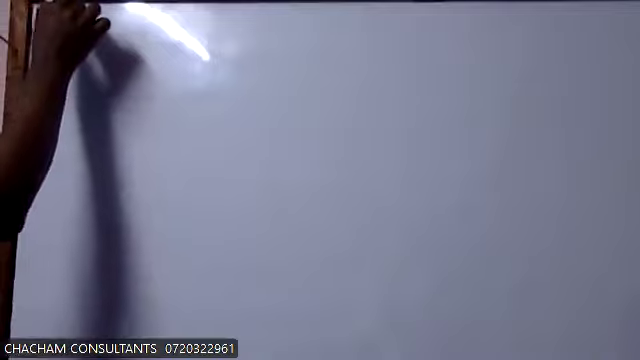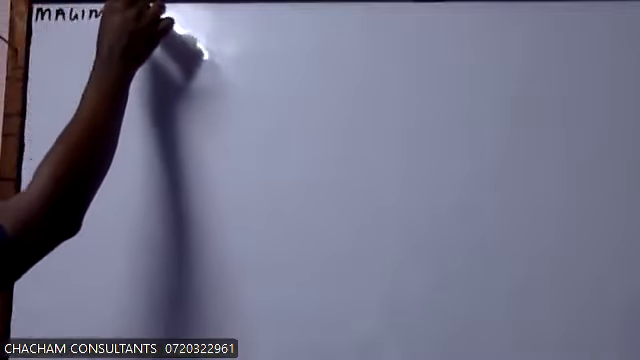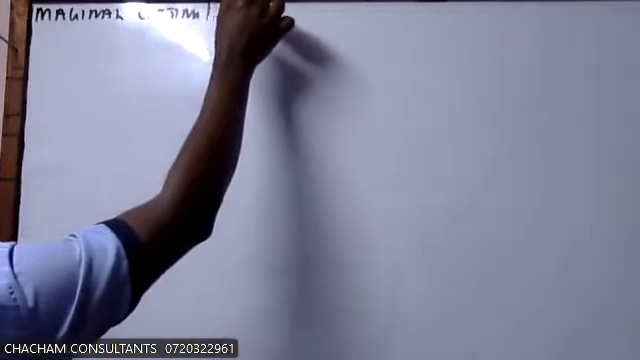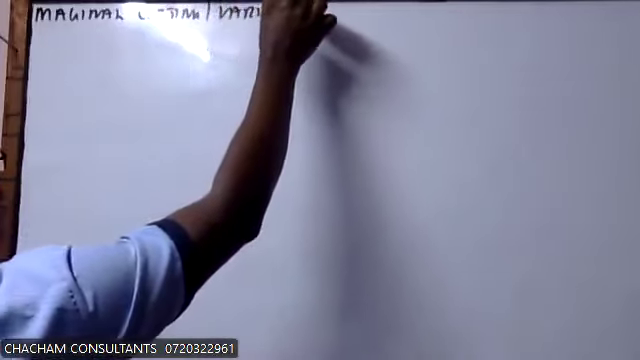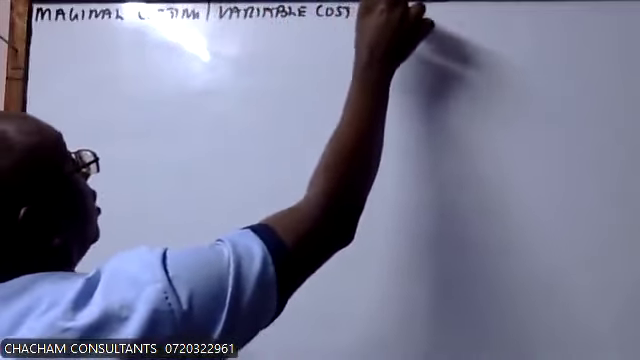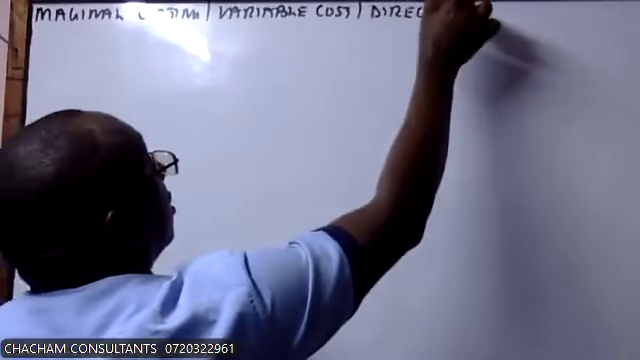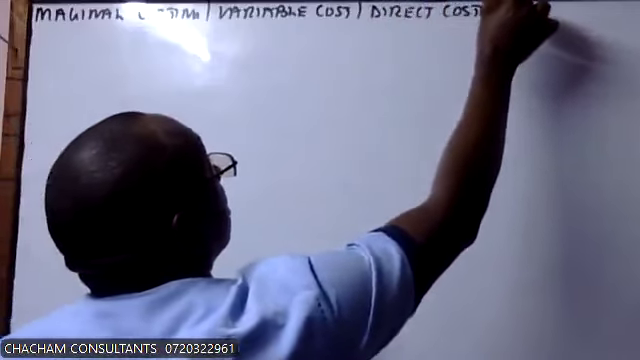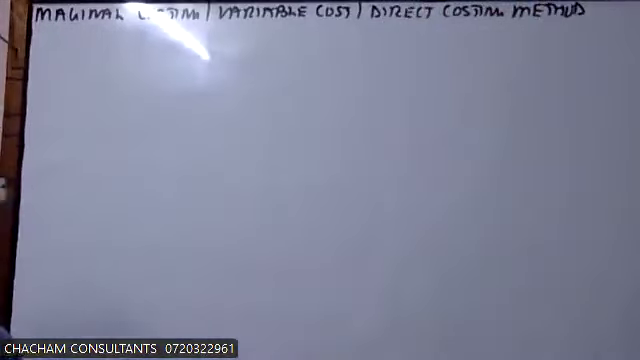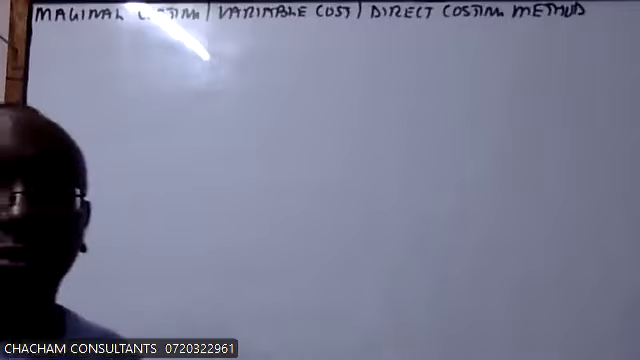Number 2, marginal costing. Some people call it variable costs. Others call it direct costing method. It has all those names.